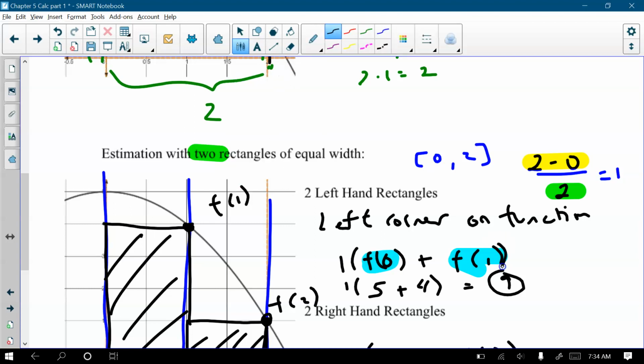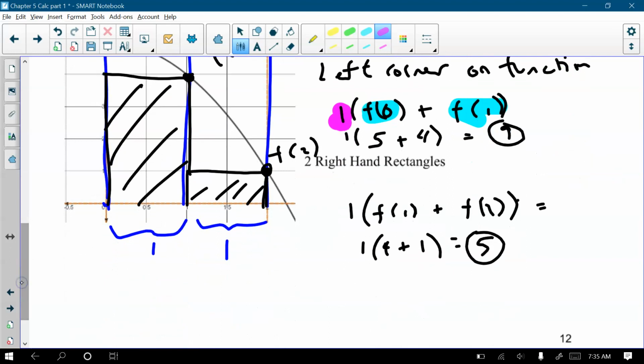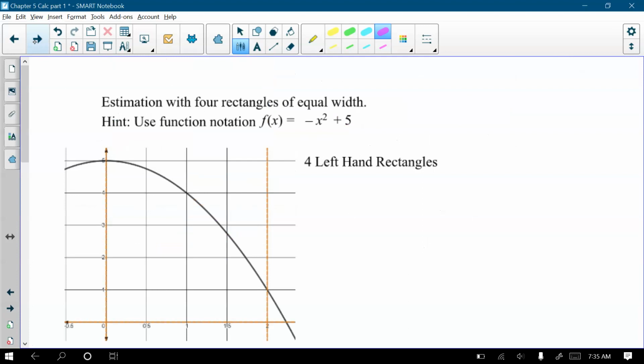And then the other thing I want to bring up is this 1 was on the outside because the width is uniform for both of them. The width is always 1 for both rectangles. So I can take a 1 out of both heights, and it's just a little bit easier. Okay, please pause the video and try 4 left-hand rectangles and 4 right-hand rectangles. And talk it over with your group.